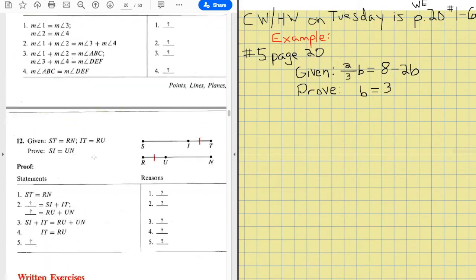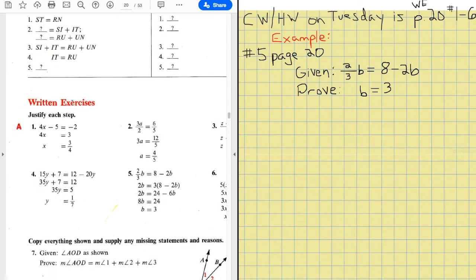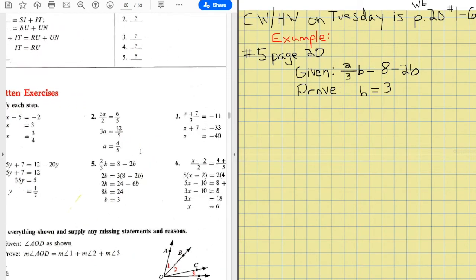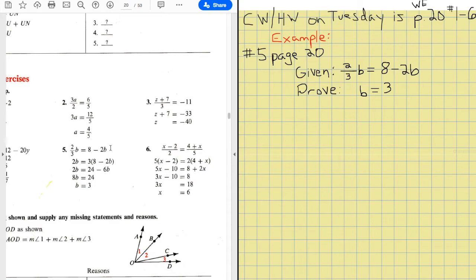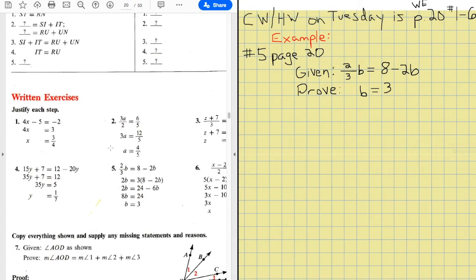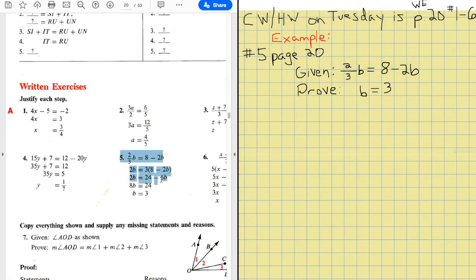So let's go ahead and find the problems you'll be doing. You're going to be doing these problems today or tomorrow. If you're watching this on Monday, these are your written exercises. You're going to do problems 1 through 6. This is your asynchronous classwork and homework. It shouldn't take you very long; hopefully you can get it done in the 25-minute asynchronous class. But the one I'm going to do with you today is number 5.